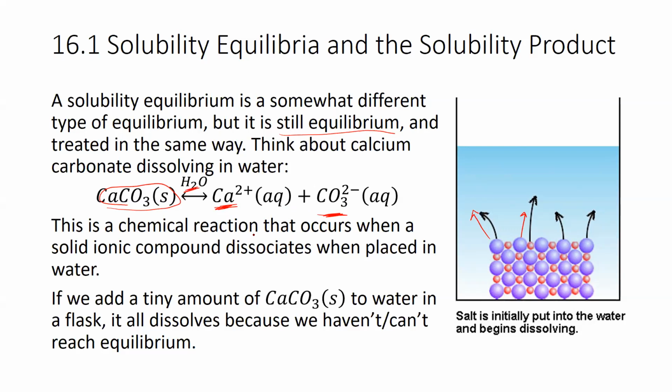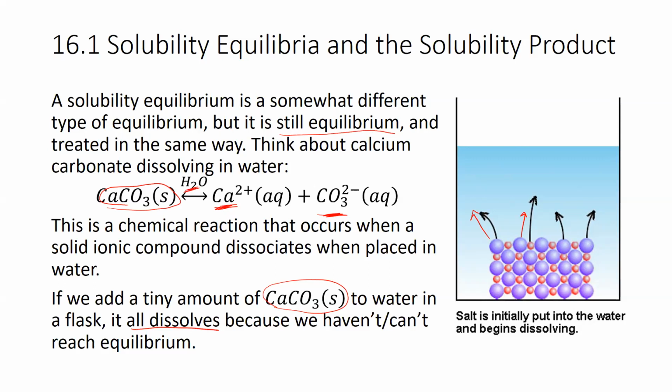And so this is a chemical reaction. It occurs when you put a solid substance into water, and it dissociates. If you add just a teeny tiny amount of calcium carbonate, a crystal or two, into water, it's all going to dissolve. You can think about that as related to the solubility of other things like table salt. You put a little bit of table salt into water, it dissolves. But at that point, you just have a little bit of that substance in the solution.